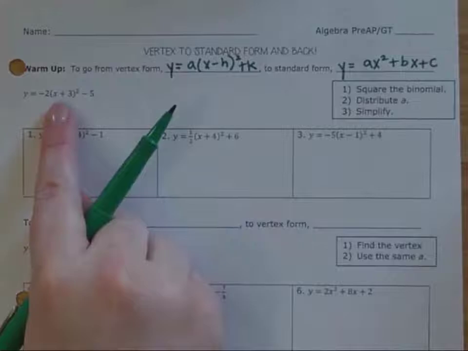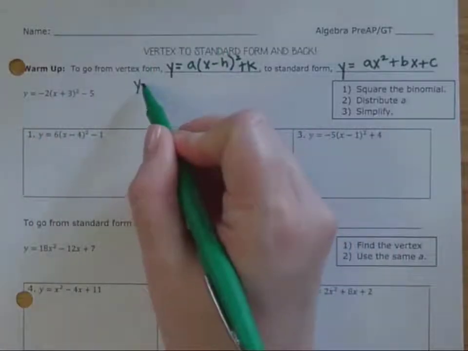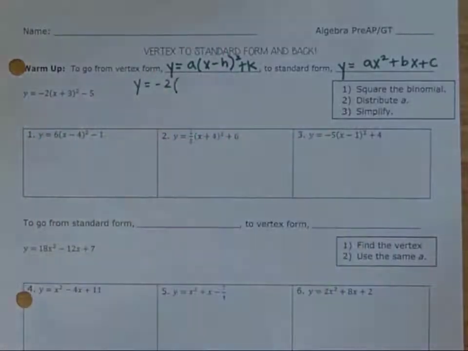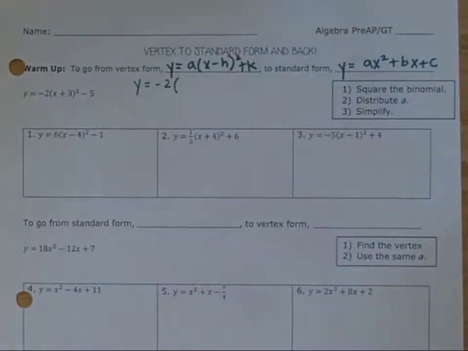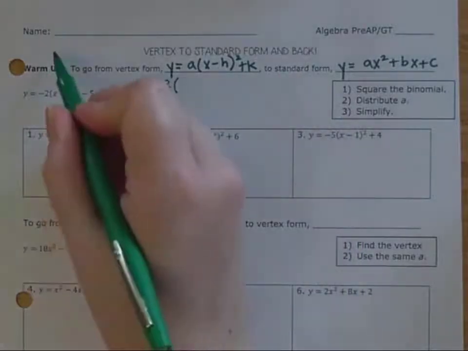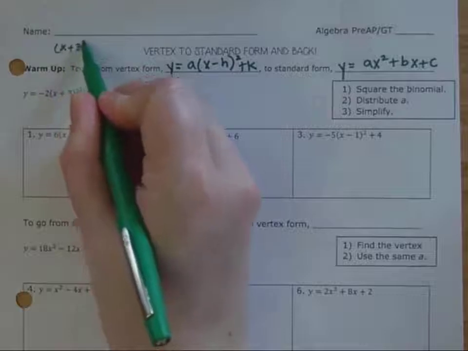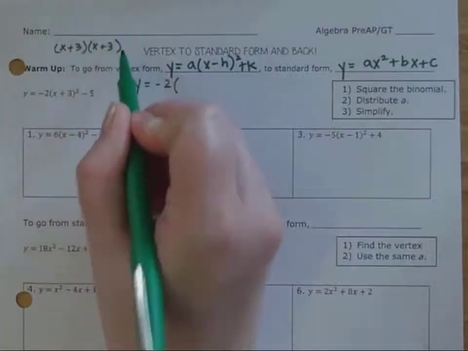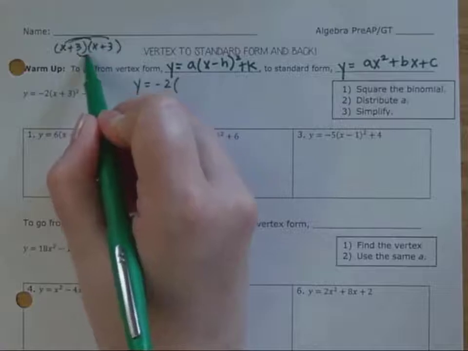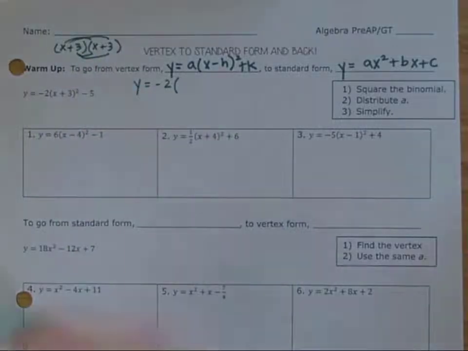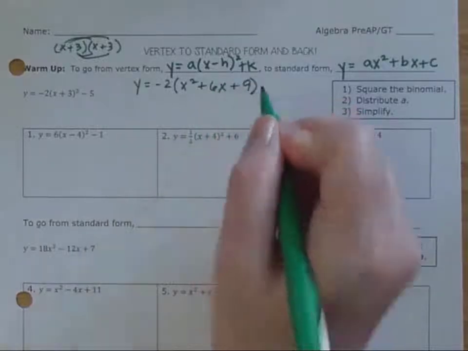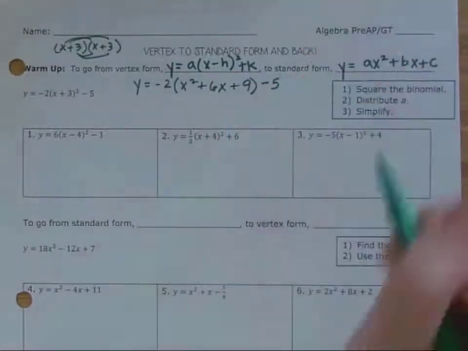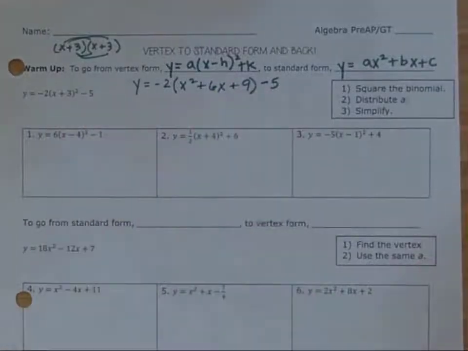So if we square our binomial, we get y equals, our negative 2 is still there, and x plus 3 squared. That's a square of a sum. So remember, if you don't remember the pattern, you can always expand and then FOIL. And if you do remember the pattern, you would know it's x squared plus 6x plus 9 minus 5, because that minus 5 is right there.